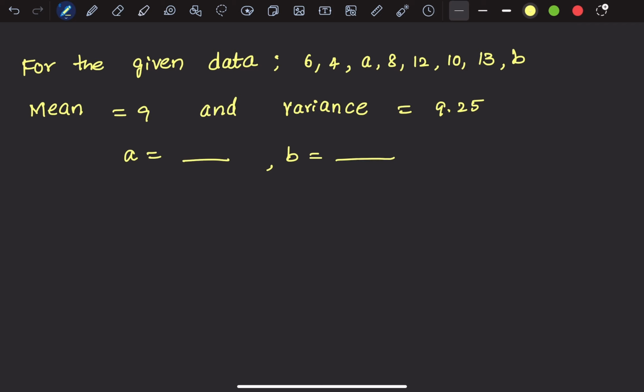This question is from the topic statistics. Here you have the data given. The mean is given and the variance is also given, and you have to find the values of A and B. So what is mean?